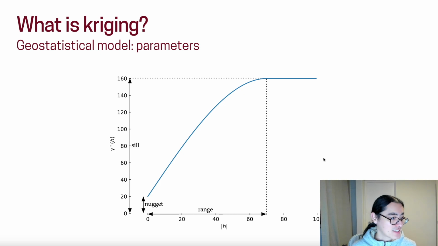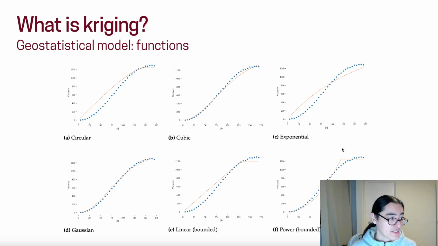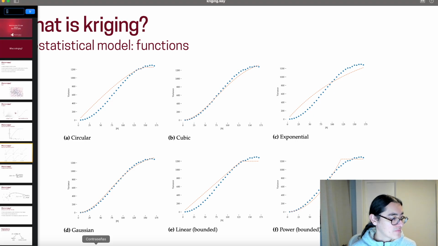So that is the nugget, and using the sill, the nugget, and the range, we can create a few different functions. These are the three typical parameters, as I said. But using these three different parameters, you can fit many kinds of different functions. Here I'm showing a sample of them.